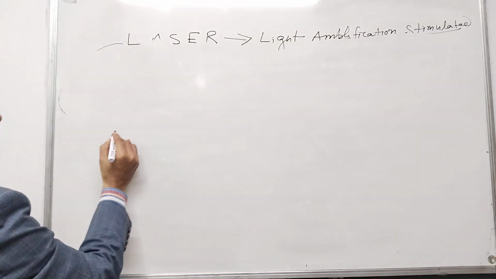Suppose there is a ground state, there is a middle state, and there is a final state. Initially, the electrons and atoms are here. They can rise to a higher level. This is called the ground state, E1, this is E2, and this is E3. This is called the metastable state, and this is the higher state, called the excited state. So these are the three level system.